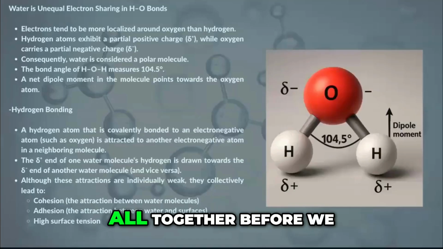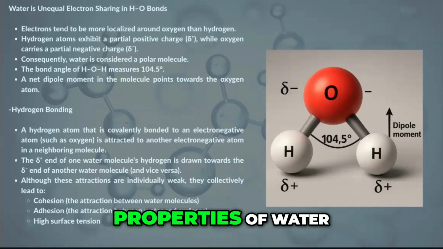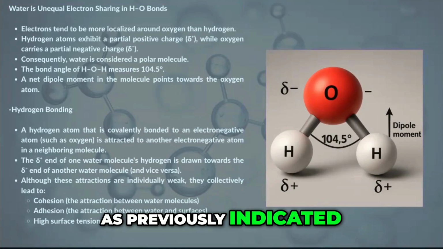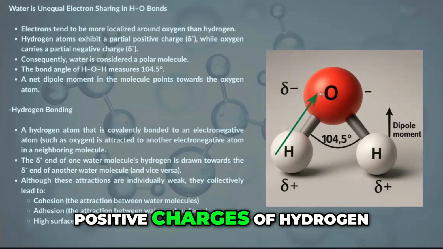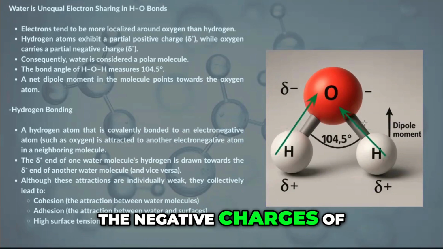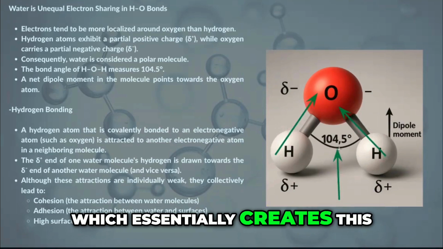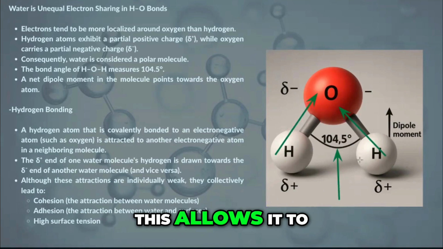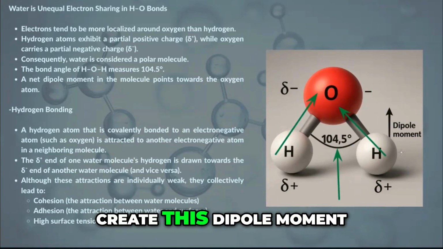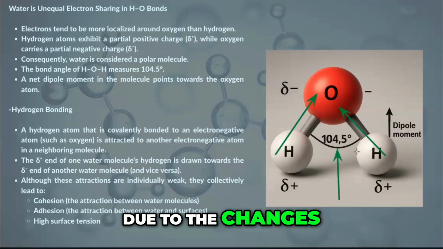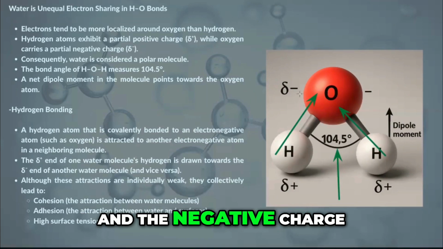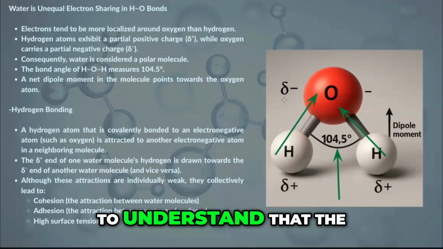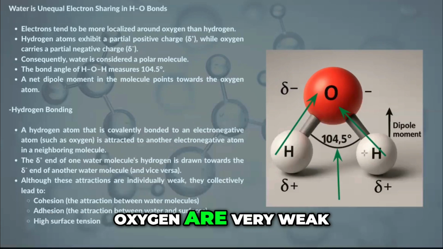Now let's tie this all together before we embark on the other properties of water, which depends on the H-O bond. As previously indicated, we understood that the positive charges of hydrogen tend to lean towards the negative charges of that oxygen, which essentially creates this bend or 104.5-degree angle between the two hydrogens. This allows it, as a molecule, to create this dipole moment due to the changes between the positive charge and the negative charge. When we talk about hydrogen bonding itself, this also leads us to understand that the attractions between hydrogen and oxygen are very weak.